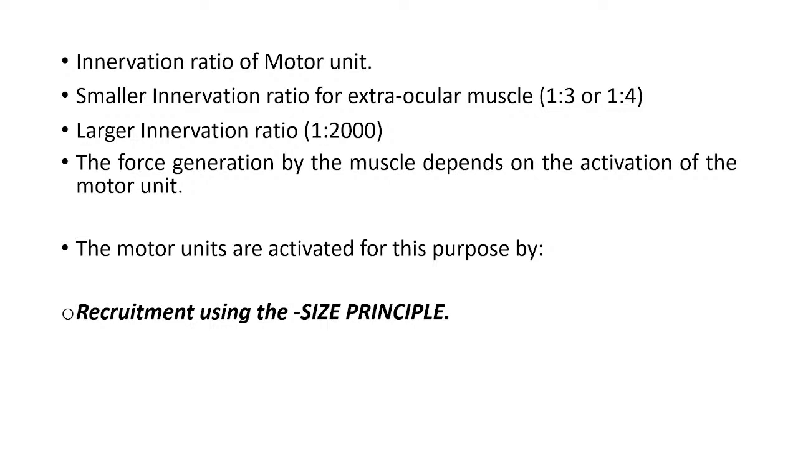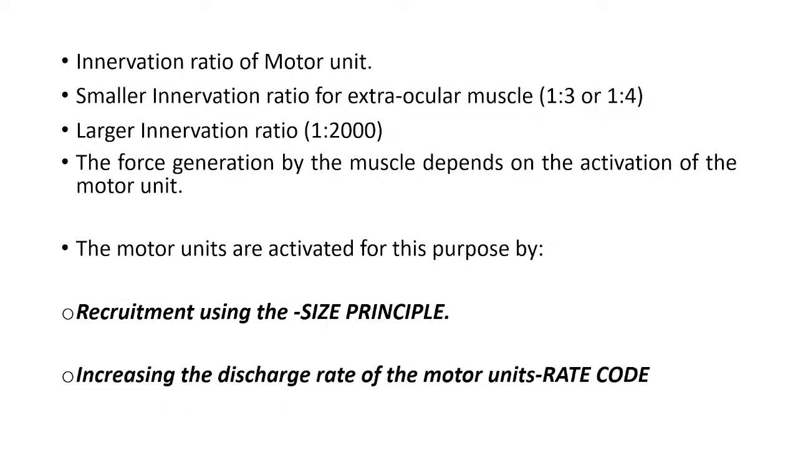So, there are two means by which the force generated by the muscle can be increased. One is the size principle, just now we discussed. Another principle is also there, that is called the rate code. So, what is rate code? I want the same motor unit to be persistently active. I will generate repeated action potentials in the alpha motor neuron. I will simply increase the rate of firing of the alpha motor neuron. That is nothing but the rate code.